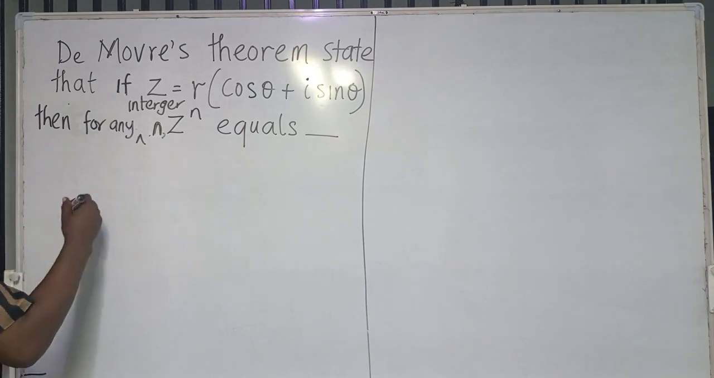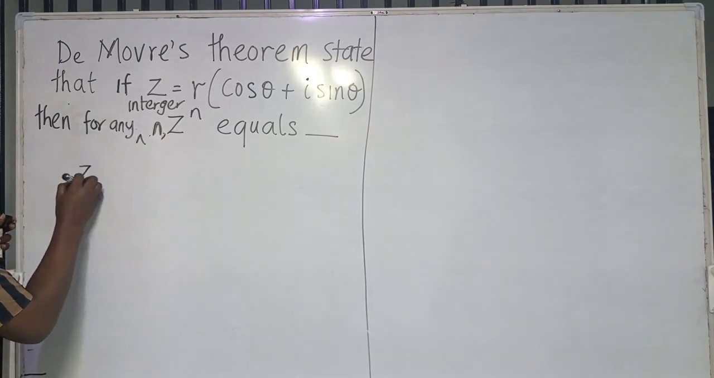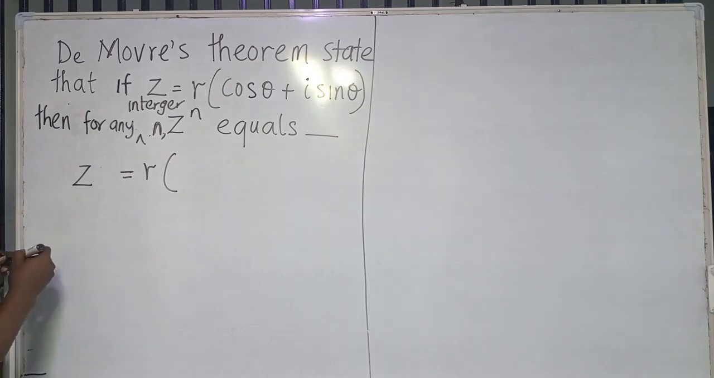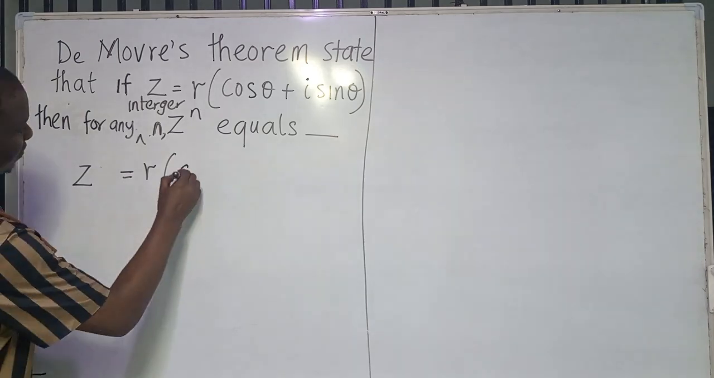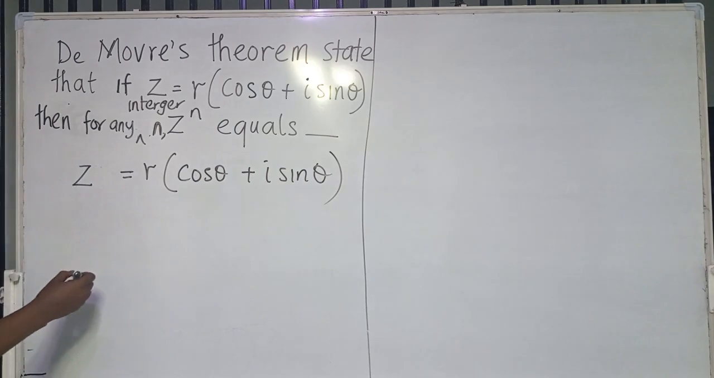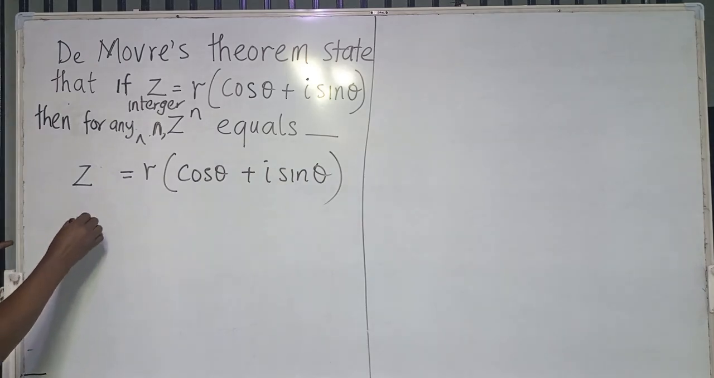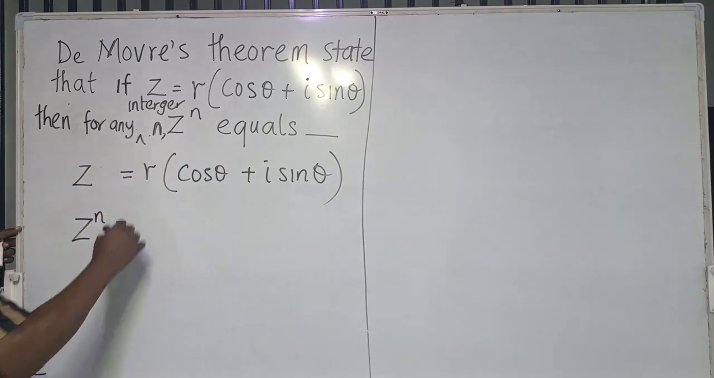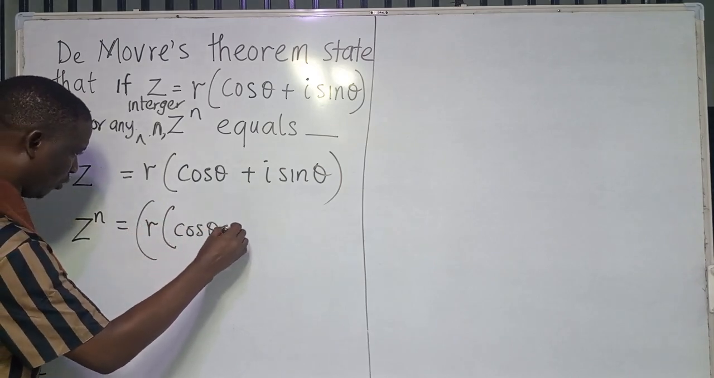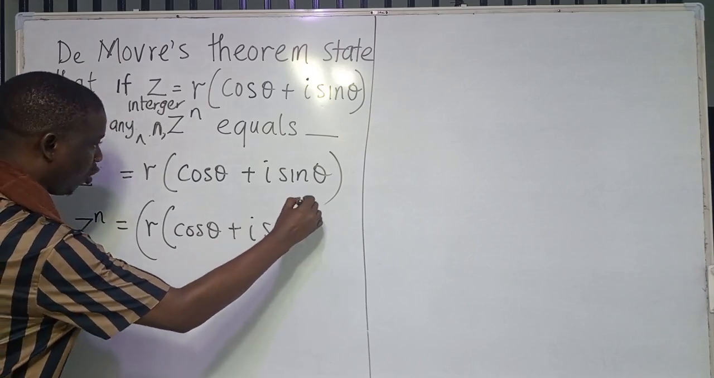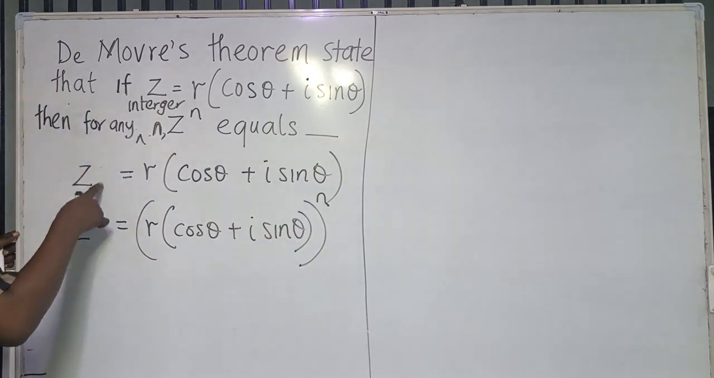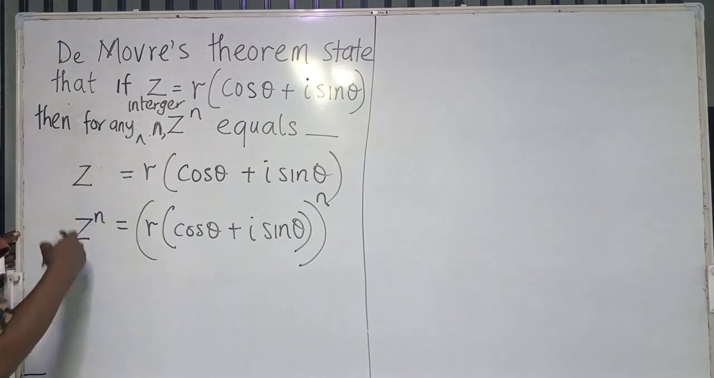Now it's not going to take much of our time, it's just according to the law. If z equals r (cos theta plus i sin theta), this is the polar form of a complex number. According to De Moivre's theorem, we put everything like this: look at the board, r (cos theta plus i sin theta), all raised to power n. That means I take the power n of z.